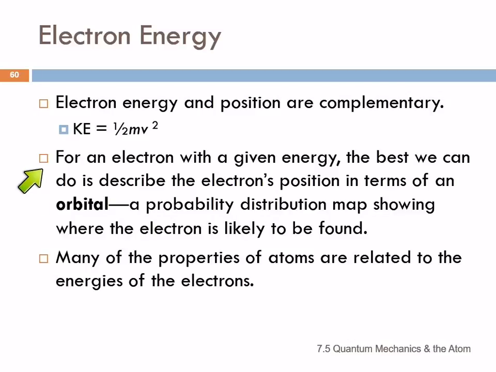For an electron with a particular energy, the best we can do is describe its position in terms of an orbital, which is a probability distribution map showing where the electron is likely to be found.